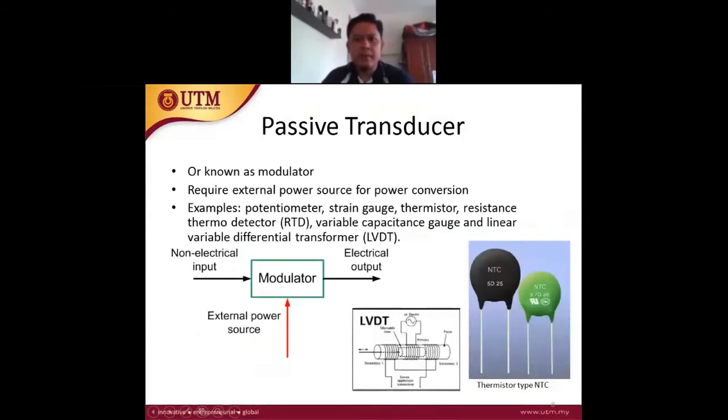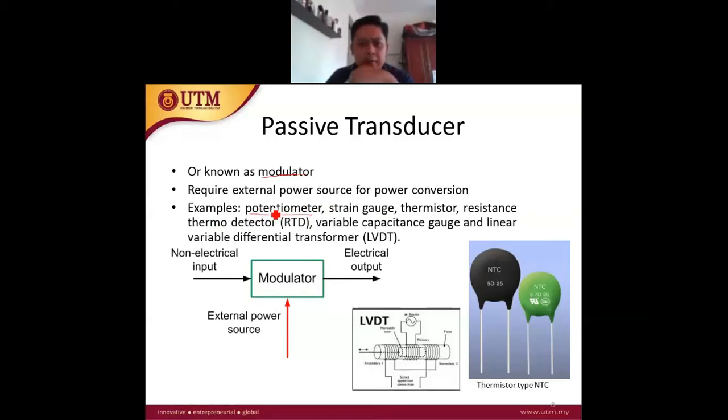concept of passive transducer. So passive transducer is also commonly known as modulator. Okay. And passive transducer requires at least an external power source for power conversion. Okay. The example is potentiometer.